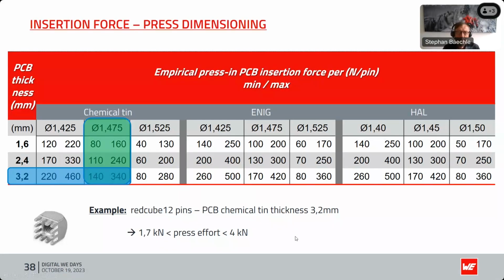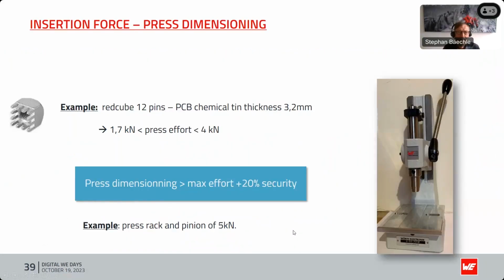And you should also use a little bit of security margin. That means we always use 20% security margin. If you have 12 RedCube pins, the press effort should be around 4 kilonewton, we said. And therefore, we buy a press with 5 kilonewton, and then you are always on the safe side.